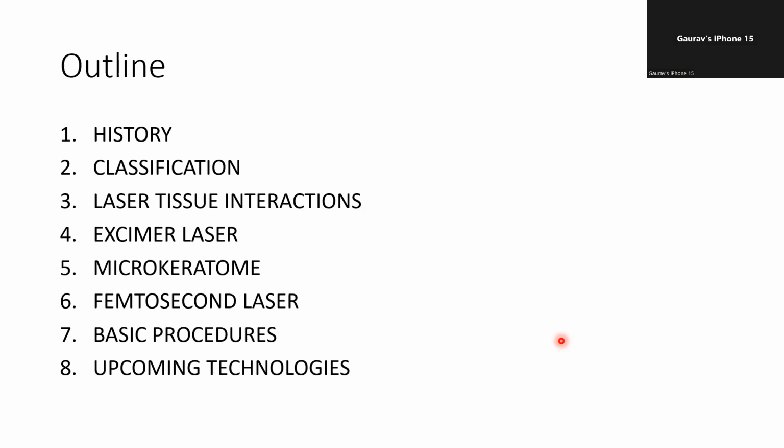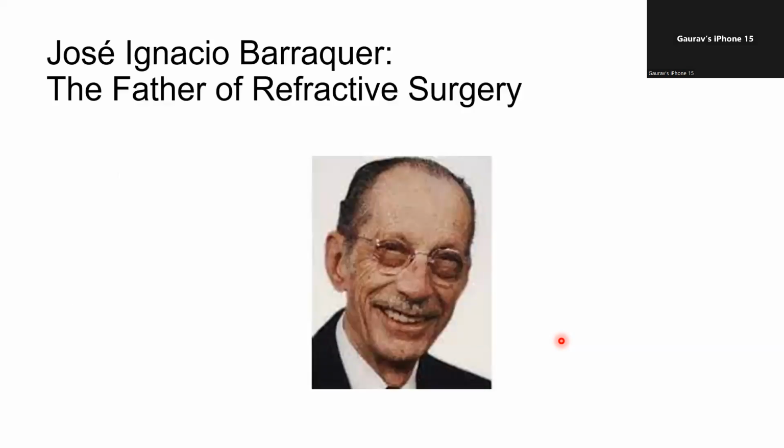So we are going to cover a bit of history of refractive surgery, classification of refractive surgery, how the laser and tissue interactions occur. Then we are going to learn something about excimer laser, microkeratome, and femtosecond laser, how they have evolved over time and where we are at right now. Then we are going to discuss a bit about the basic procedures. And finally, we'll discuss a bit about upcoming technologies.